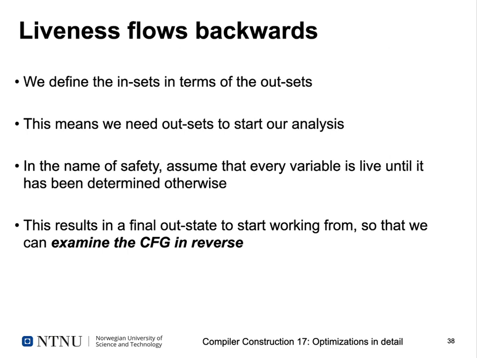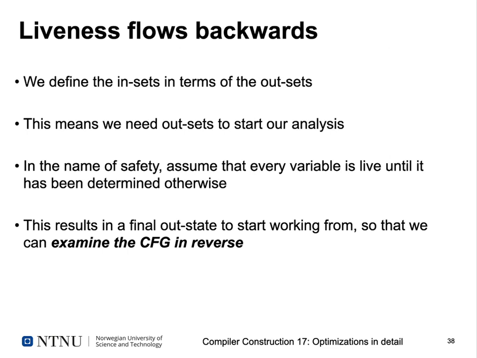So in the name of safety, we want to make a safe analysis here that definitely covers all possible cases. We need to assume that every variable is live until we have found an example where we definitely know that this variable is not live. Because in many of our examples, we only consider partial programs here, so we don't know what happens to variables after this part of our program was executed. So we just have to conservatively assume that this variable might be used somewhere else, so it is live, unless we can prove it's not live in some part of our program.